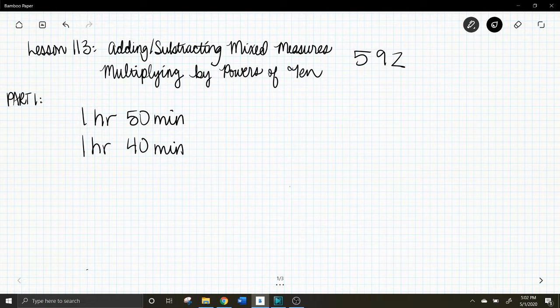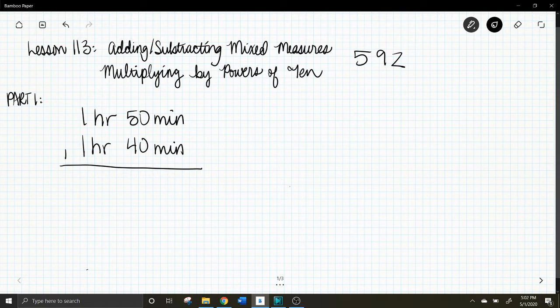So what we want to do is line these up vertically, much like when we did decimal numbers, and we're going to add the columns separately. So first we'll add the minutes. So 50 minutes plus 40 minutes is 90 minutes. And then we'll add the hour column. So 1 hour plus 1 hour is 2 hours.